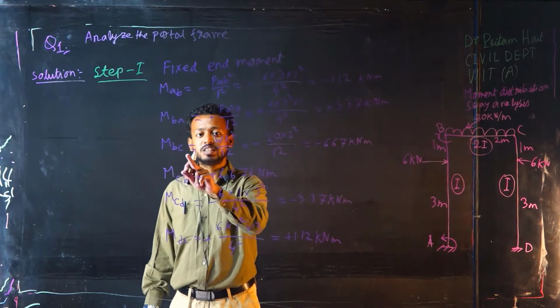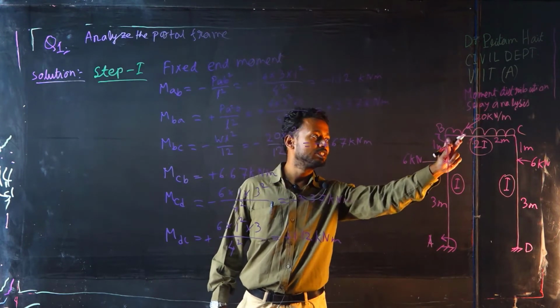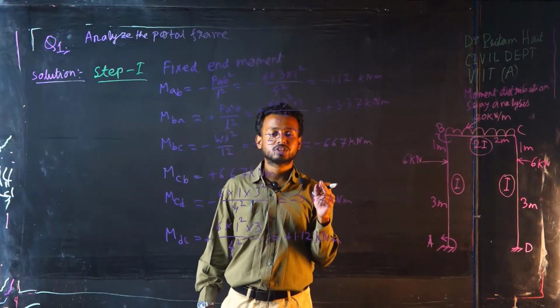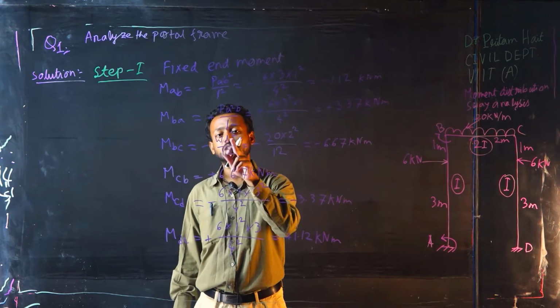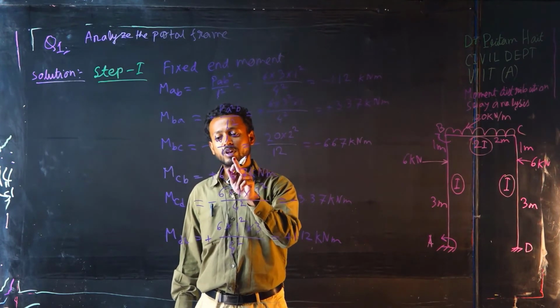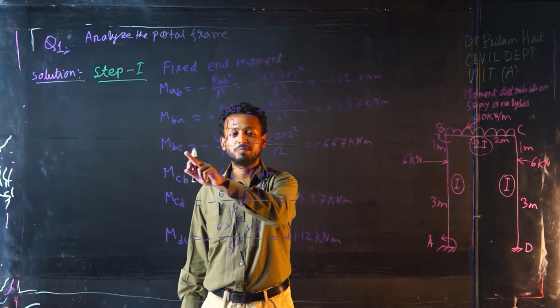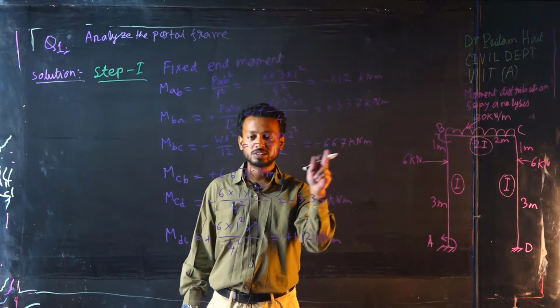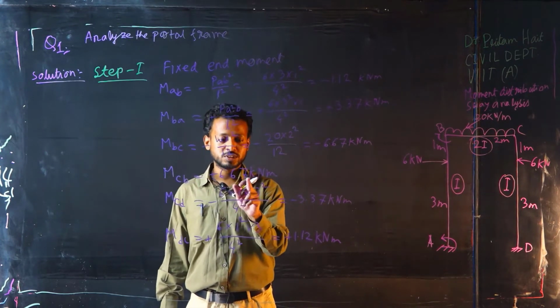Now MBC equals to minus WL square by 8, because this beam is subjected to uniformly distributed load. In case of uniformly distributed load, the fixed end moment formula is minus WL square by 12 and MCB is plus WL square by 12. So I got MBC equals to minus 6.67, same formula you use, you get MCB equals to plus 6.67 kilonewton meter.